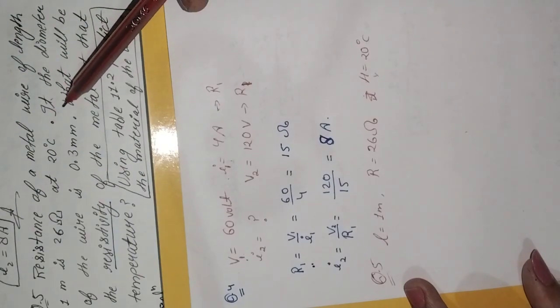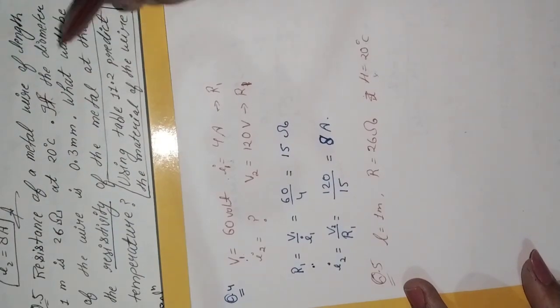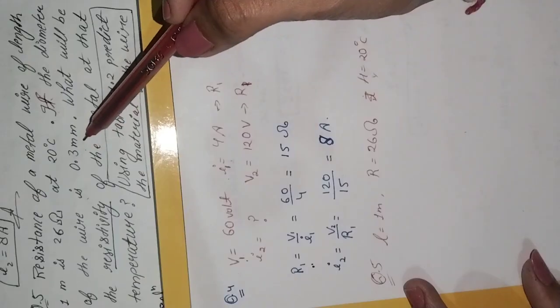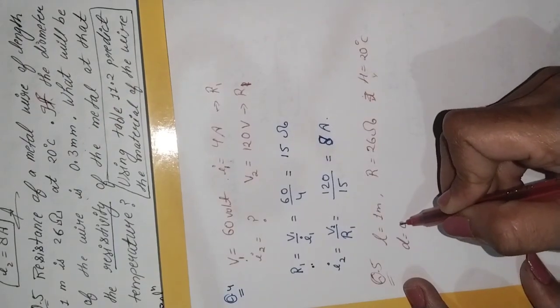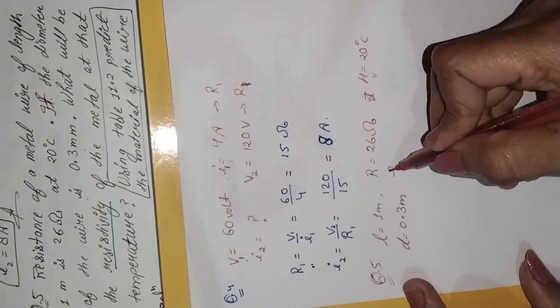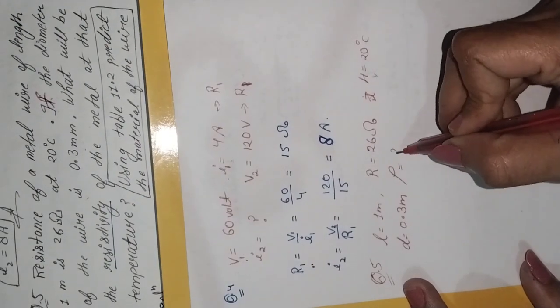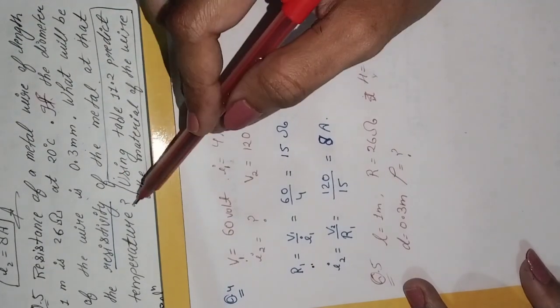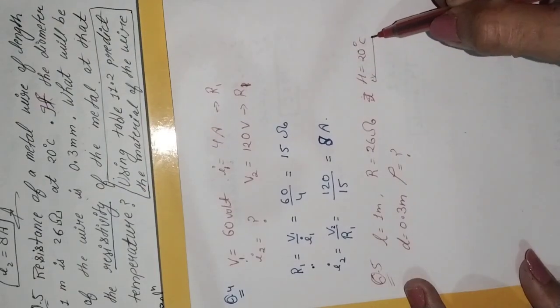If the diameter of the wire is 0.3 millimeter, diameter given है 0.3 millimeter, what will be the resistivity, जिसे हम रो से डिनोट करते हैं, is asked, of the metal at that temperature. That temperature means at 20 degree Celsius.